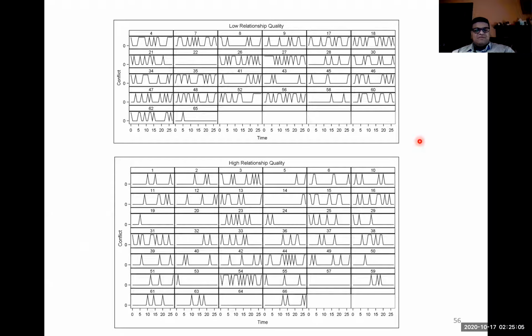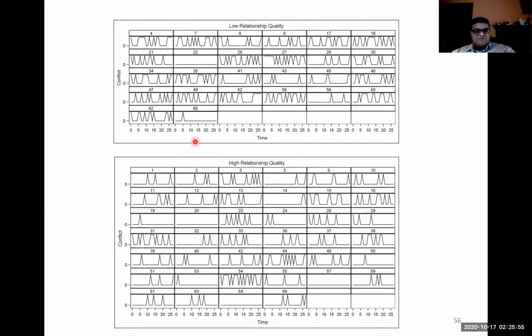This next slide does the same panel plotting, but for our key predictor, daily conflict. Low relationship quality panel, high relationship quality panel, and on the x-axis 0 to 28, on the y-axis basically 0 and 1, right? So the thing to notice is that there's quite a few women with a decent amount of variability, right? The women with the sort of tables or these mesas here, plateaus, I guess, would represent consecutive days of conflict, like here or like here.